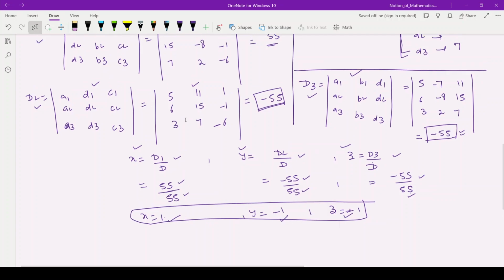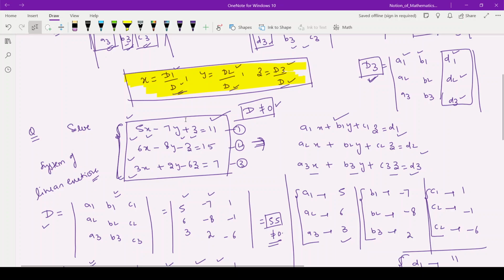Now if you want to verify whether your obtained answer is right or not, you can utilize the values of x, y and z in each and every equation of the given system of linear equations. If your answer is right, then those values of x, y, z will satisfy each and every equation of the system. I mean to say, the left hand side will be equal to the right hand side of each and every equation after putting in the values of x, y and z.